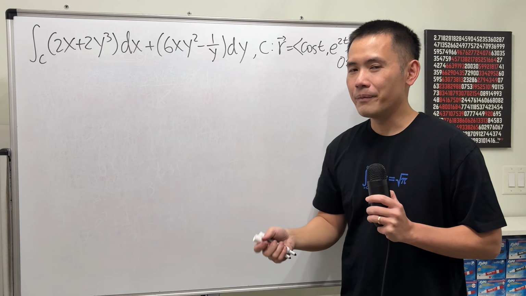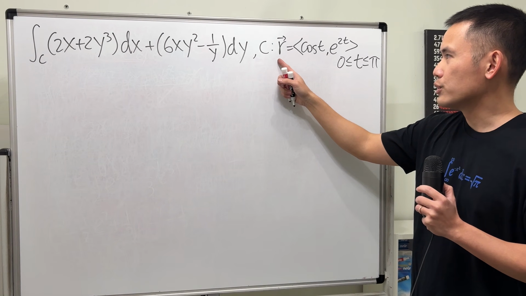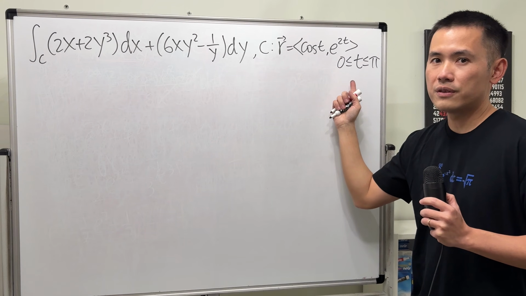We mentioned this earlier. Let's talk about Green's theorem first. If you want to use Green's theorem, one of the first things that you should check is, is this a closed curve?